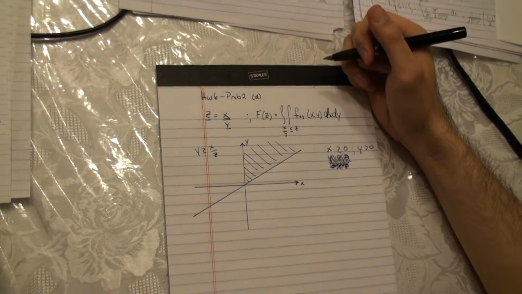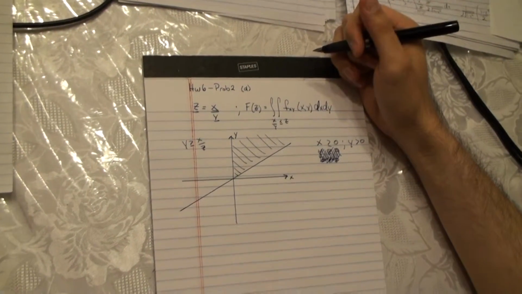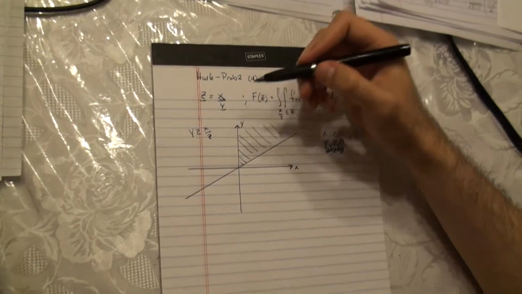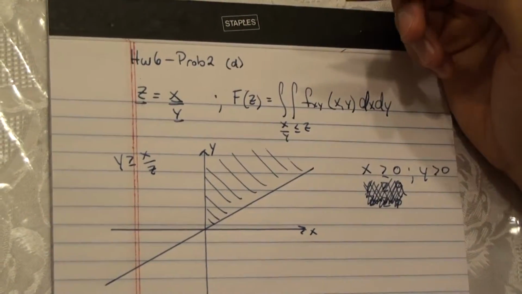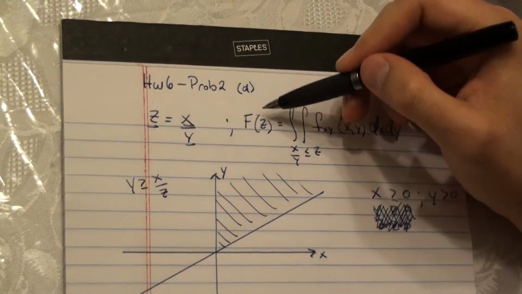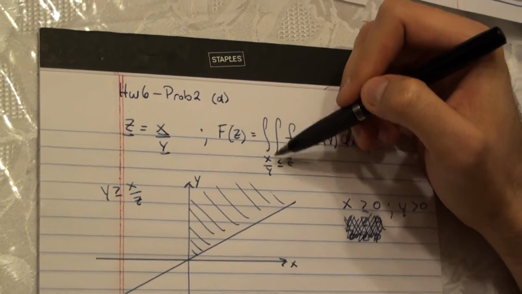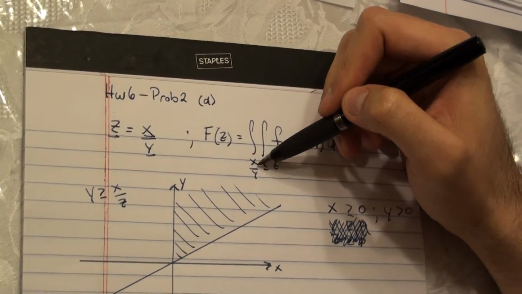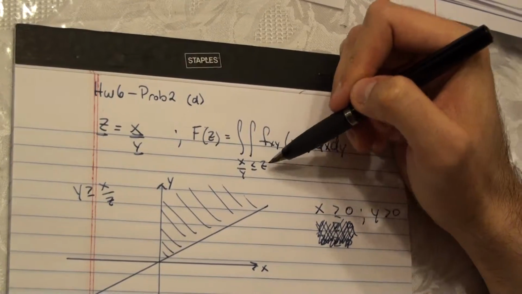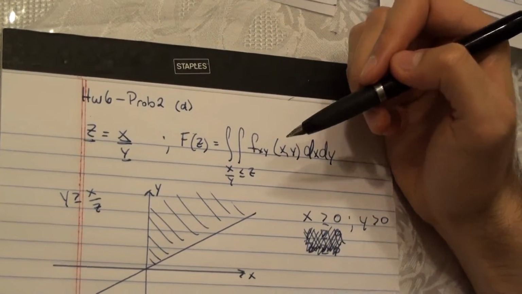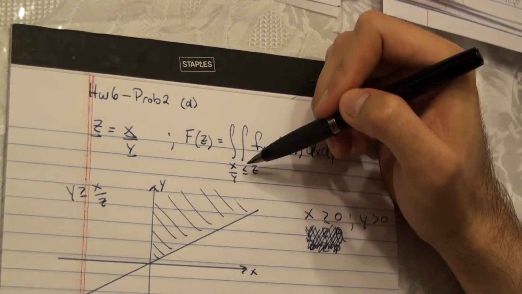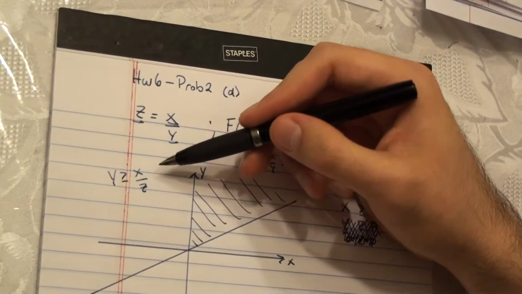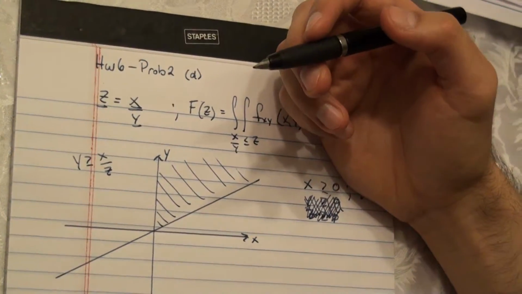Alright, last part, problem 2, part D. So for part D, they want you to find the PDF for x over y. That means big F of z is going to be integrated over the area where x over y is less than or equal to z. So I rearrange this so I can write it as y is greater than x over z.